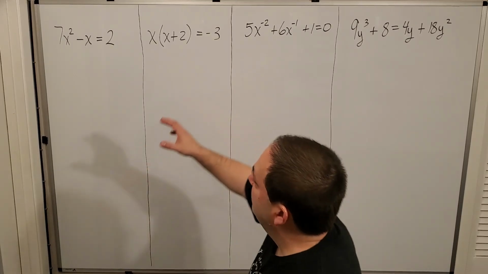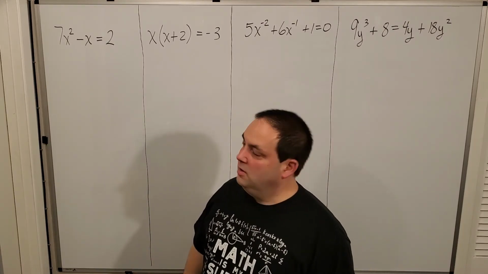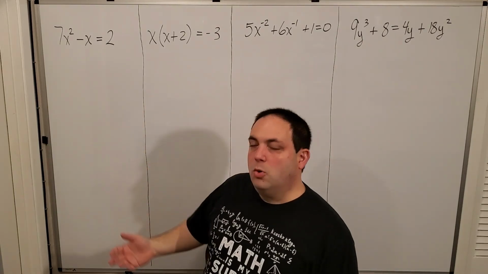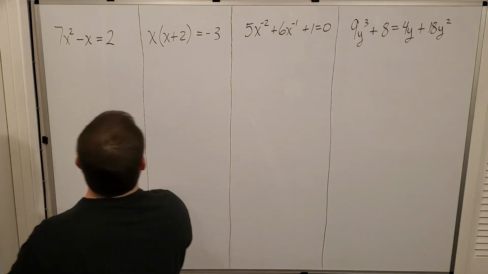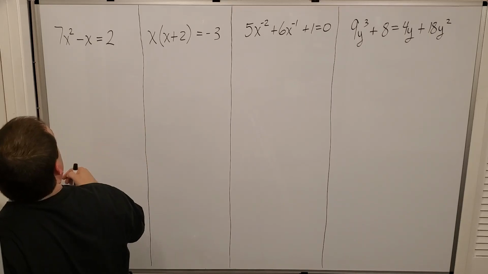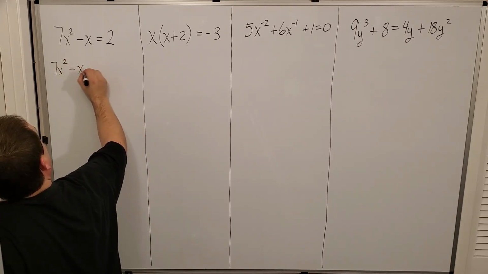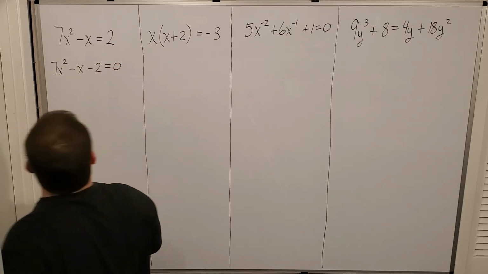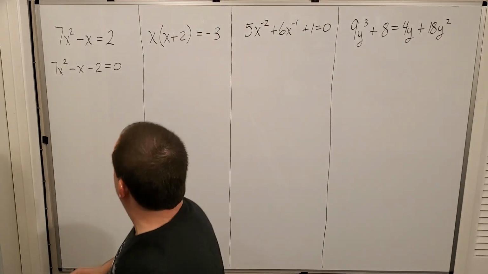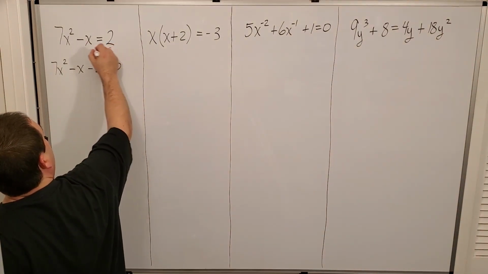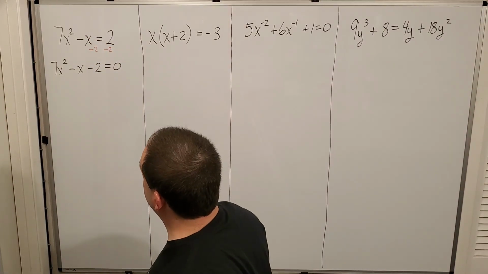So let's begin. I have 7x squared minus x equals 2. From this point right here, I of course always want an equals 0 in my quadratics. So I would subtract the 2 from both sides here. That would result in 7x squared minus x minus 2 is equal to 0, right? All I'm doing is subtraction there. I'm just subtracting 2 from both sides, but I don't have like terms on the left-hand side there.